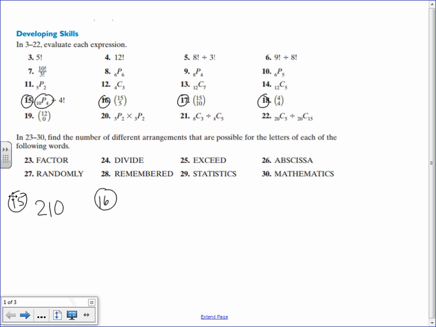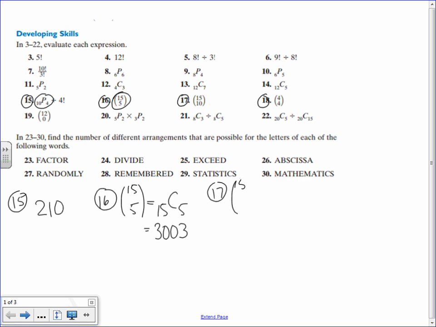For 16, remember that when you have numbers written in this weird parenthesis, this is the exact same thing as if I said 15 choose 5. Alright, so this is the other notation for combinations. We don't have another one for permutation, so you're just going to do this in your calculator, and you should get 3003. It's going to be the same thing for 17.